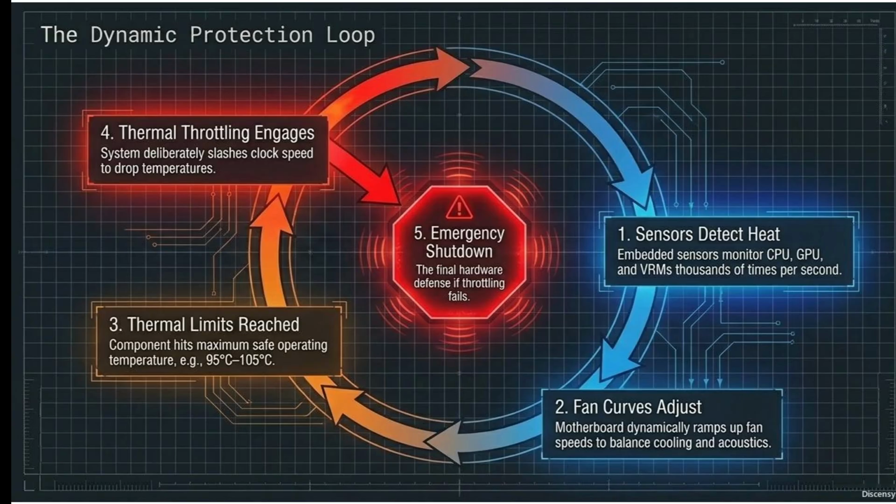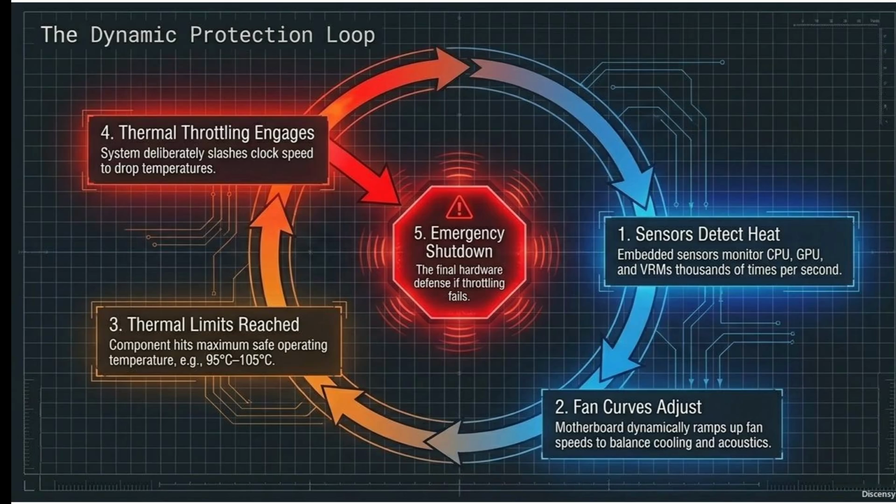The dynamic power protection loop. We are going to look at a cycle. First, the sensors detect heat. Embedded sensors monitor the CPU, GPU, and VRMs thousands of times per second. Second, the fan curve. The motherboard dynamically ramps up fan speeds to balance cooling and acoustics.